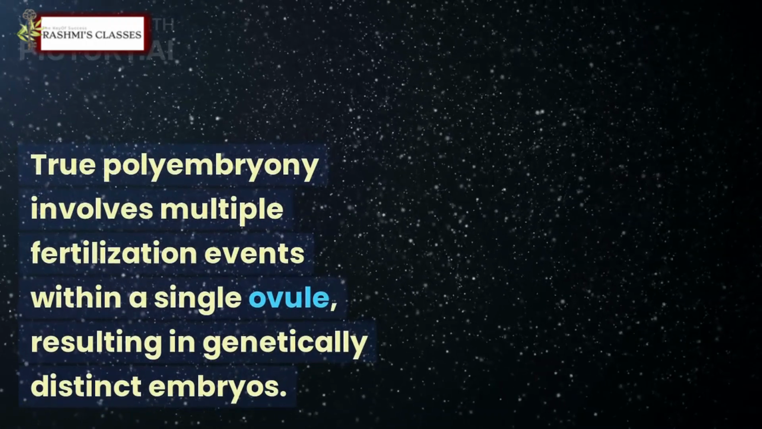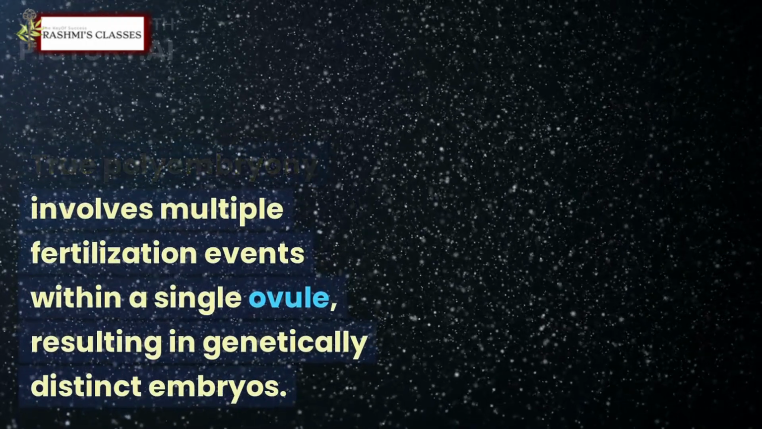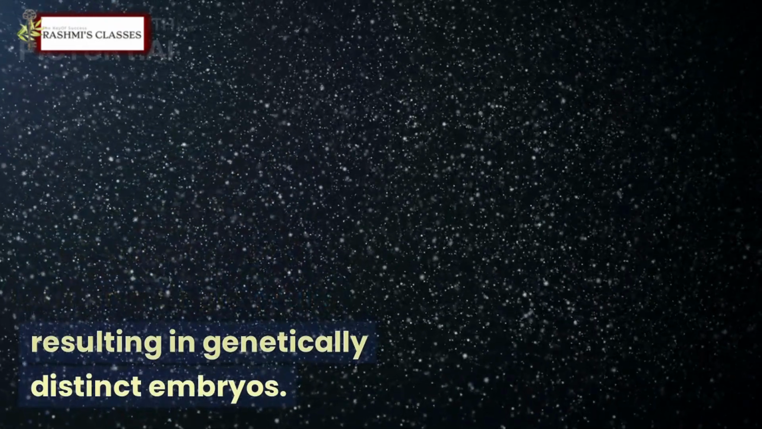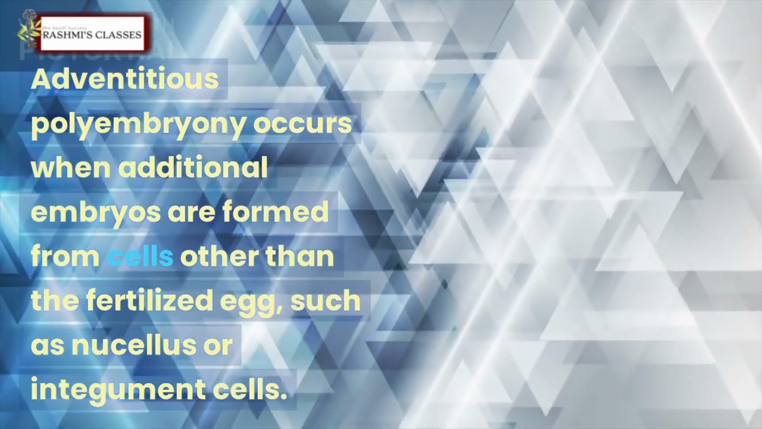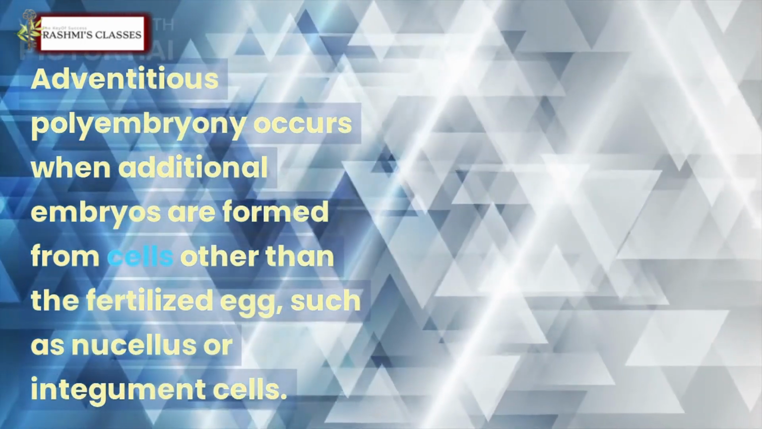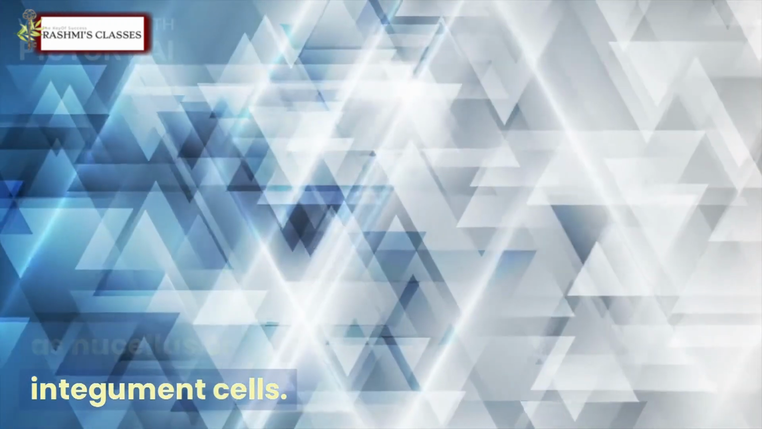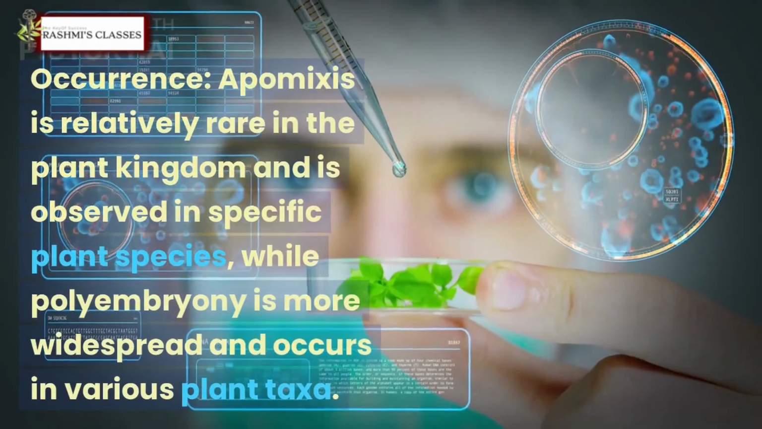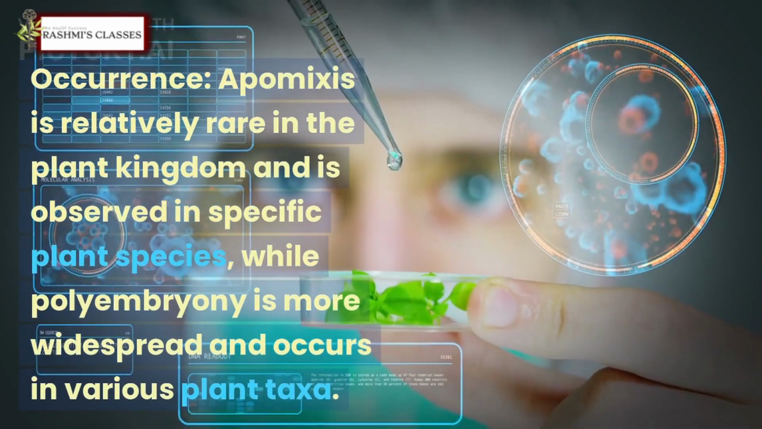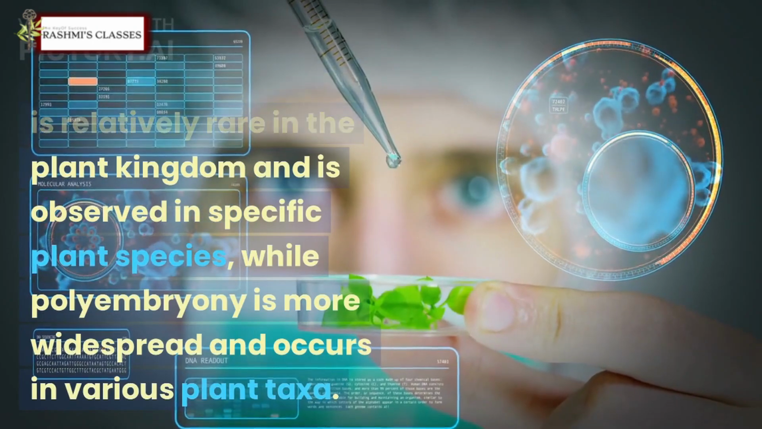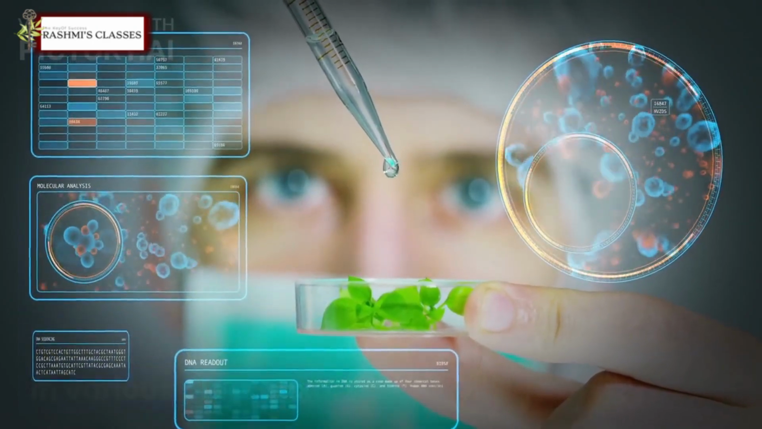True polyembryony involves multiple fertilization events within a single ovule, resulting in genetically distinct embryos. Adventitious polyembryony occurs when additional embryos are formed from cells other than the fertilized egg, such as nucellus or integument cells. Occurrence. Apomixis is relatively rare in the plant kingdom and is observed in specific plant species, while polyembryony is more widespread and occurs in various plant taxa.